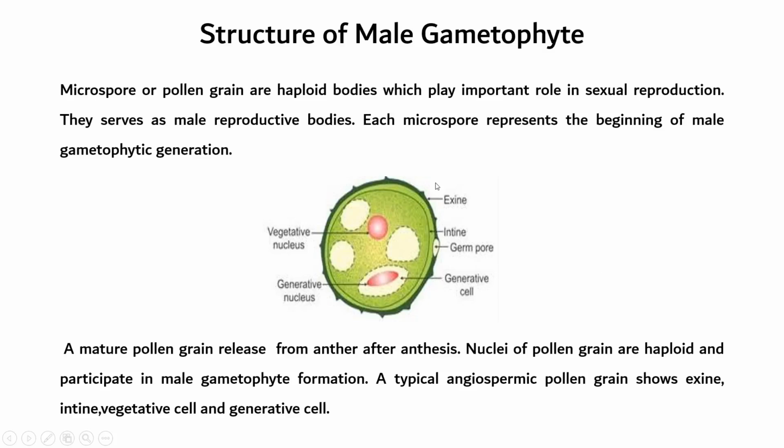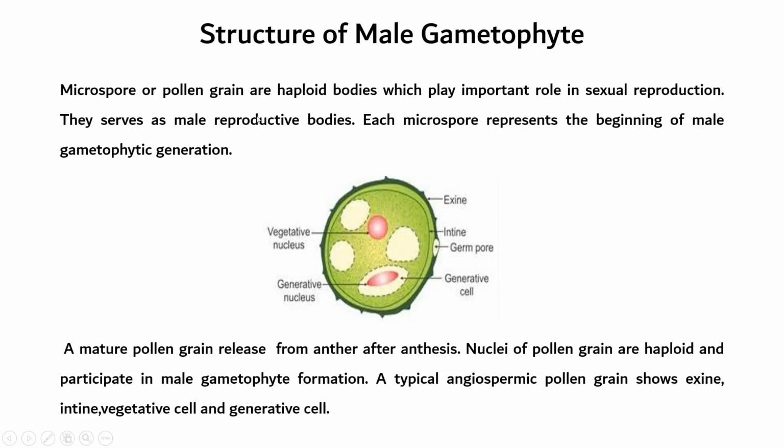Now let us see the next unit of this topic, structure of male gametophyte. Now we have seen the structure of stamen. A typical stamen shows an upper lobed or sac-like structure that is called the anther lobe, and within the anther lobe, spore mother cells, after meiosis first and meiosis second, develop a large number of powdery mass. They are called pollen grains or microspores.